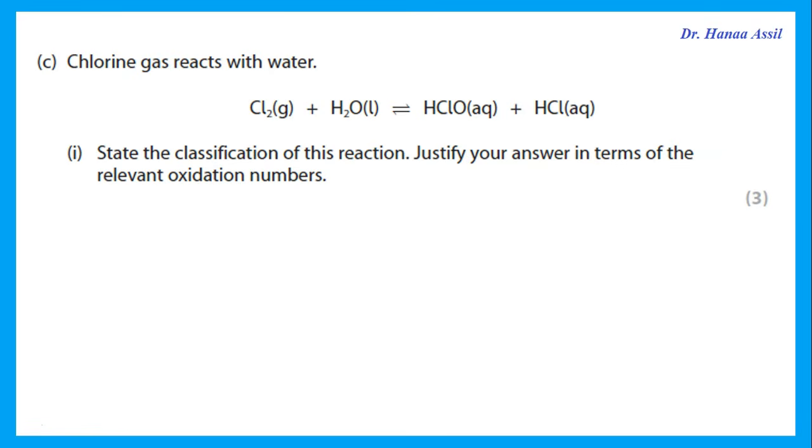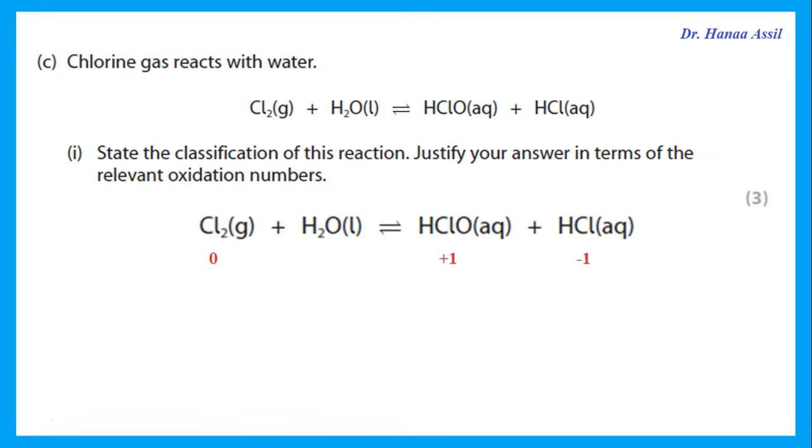Chlorine gas reacts with water. State the classification of this reaction. Justify your answer in terms of the relevant oxidation numbers. Now, if we look at this equation, we will find that chlorine has oxidation number 0. It's an element. In HClO, the O is minus 2, the H is plus 1, and that means the chlorine has to be plus 1.